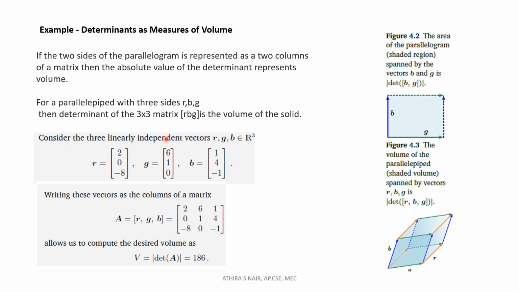Consider the three linearly independent vectors R, G, B, elements of R^3. R is equal to (2, 0, -8), G is equal to (6, 1, 0), and B is equal to (1, 4, -1). So first of all, write these vectors as the columns of a matrix. So A is equal to the matrix with columns R, G, B: 2, 6, 1; 0, 1, 4; -8, 0, -1. Then compute the determinant of this matrix and we will get 186 as the desired volume.